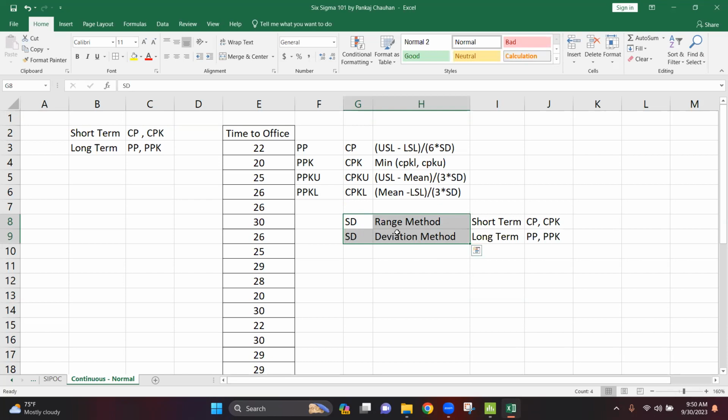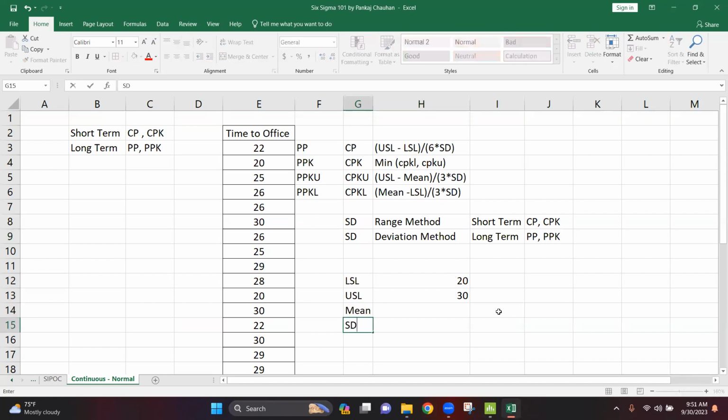For the short term, how to calculate the standard deviation with the range method, I explained in my previous video. Now I'm going to help you understand the calculation with the deviation method. How to calculate standard deviation I explained in my previous video. So I'm calculating directly. Suppose time to office we have taken 20 to 30. In this case, my lower specification limit is 20 minutes and the upper specification limit is 30 minutes. Now I need the average value and the standard deviation.